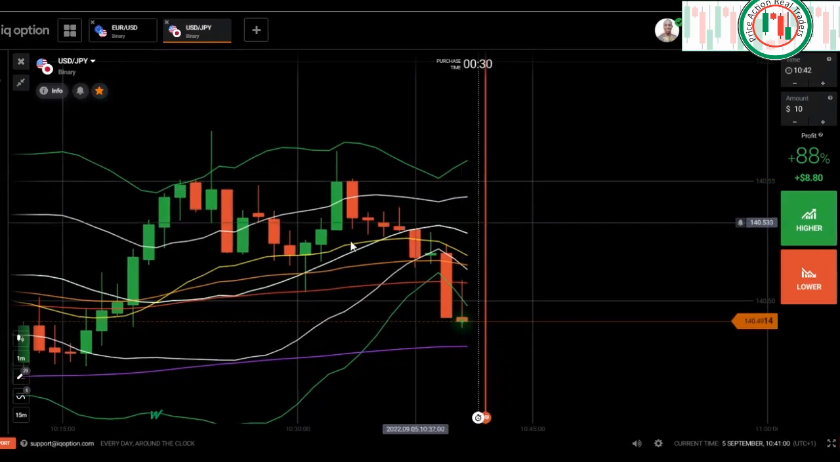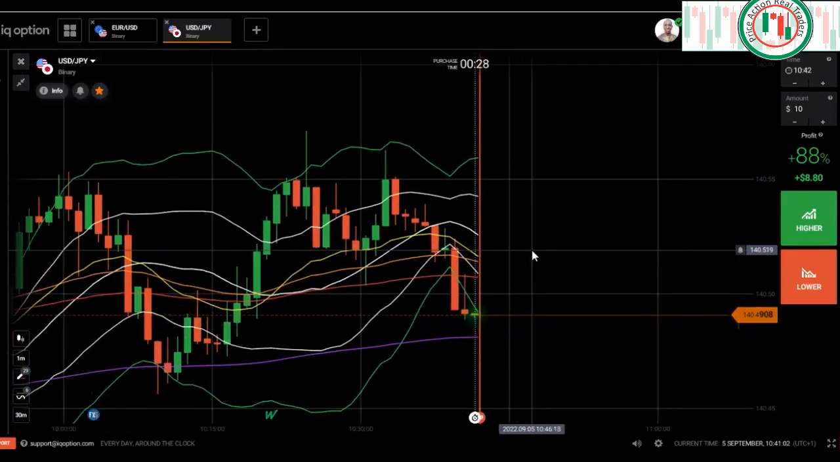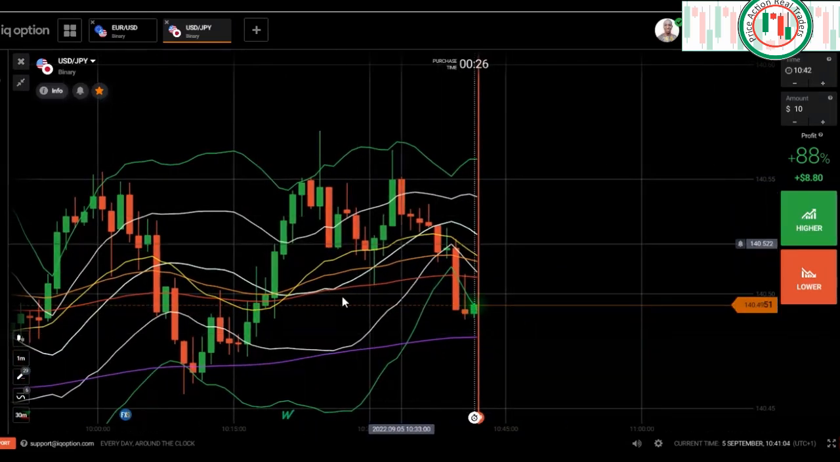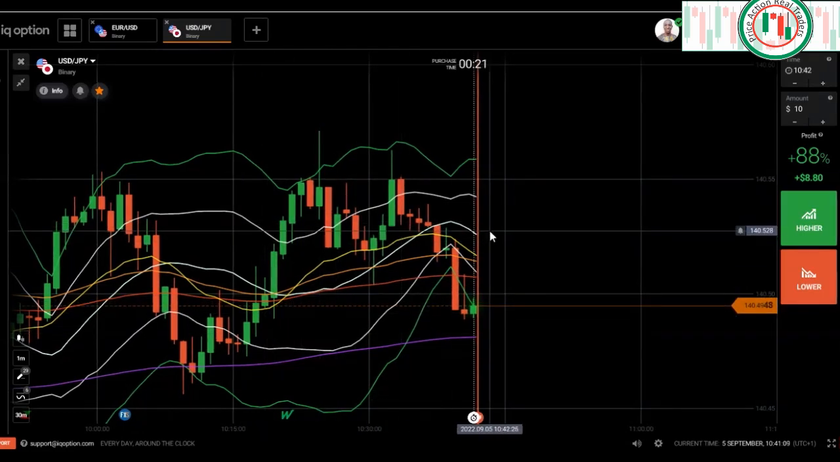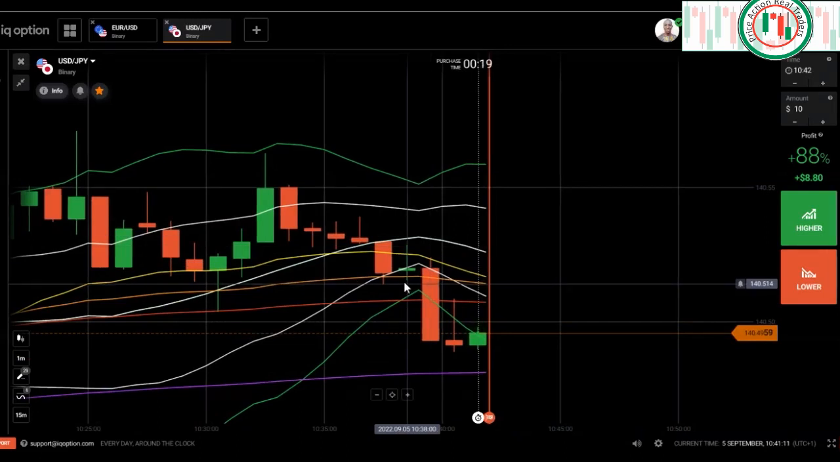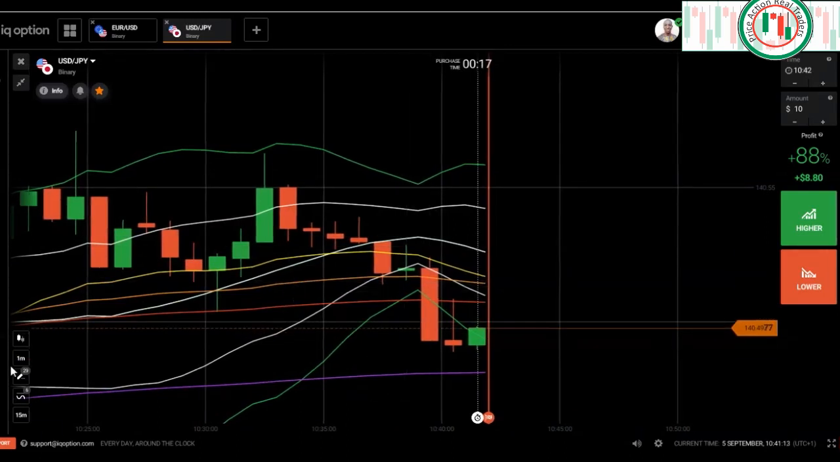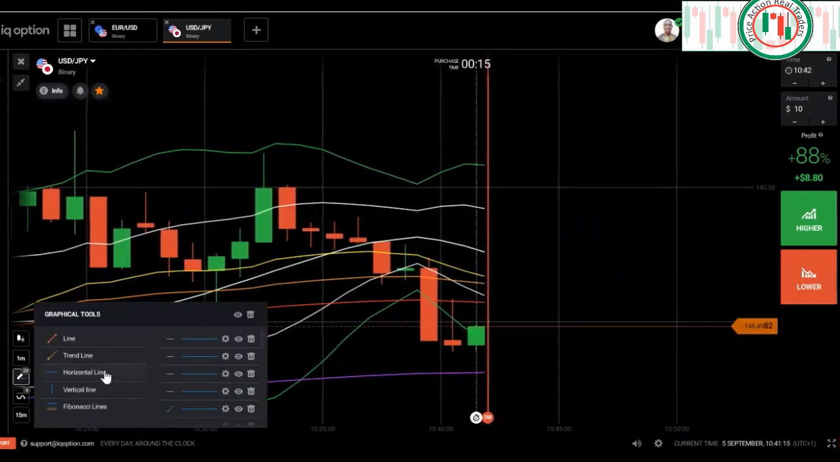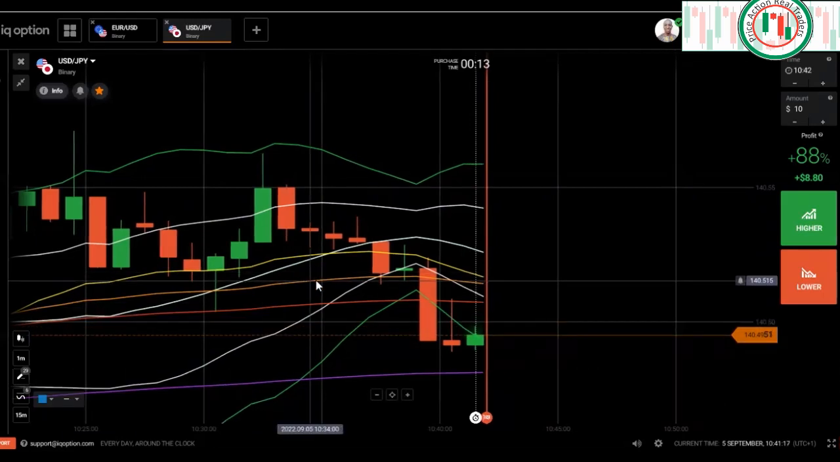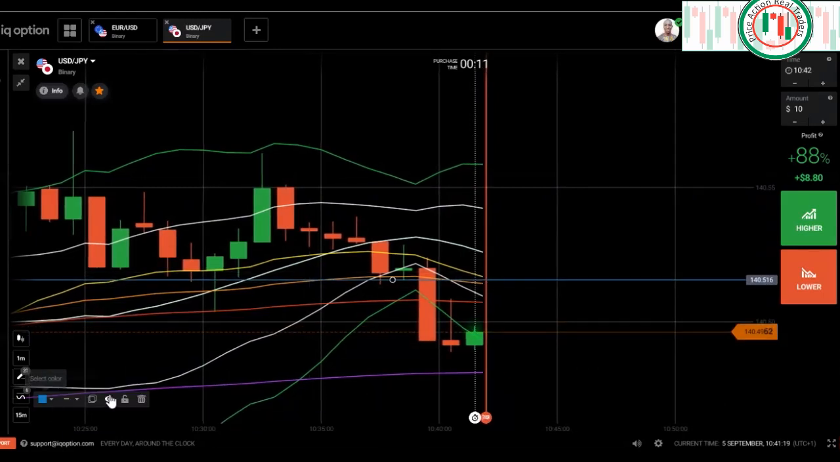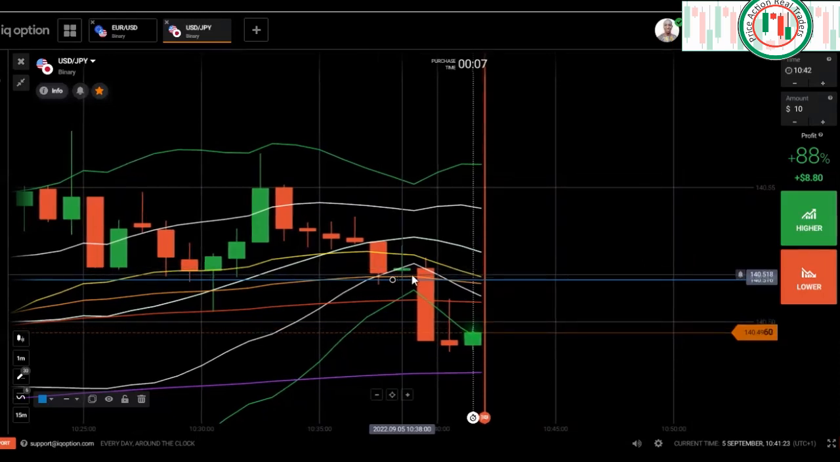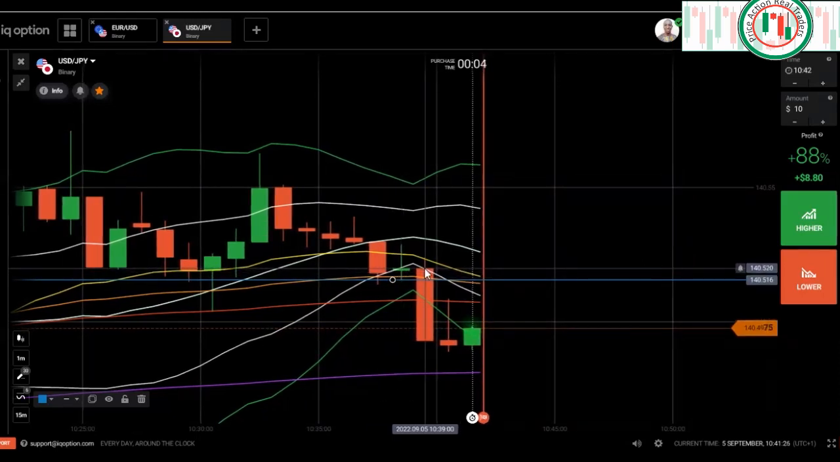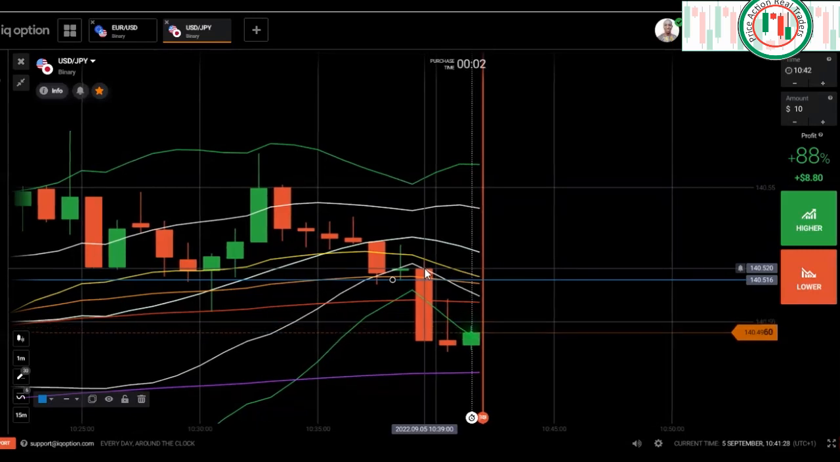As you can see here, we are in ranging market. So you see here, this is my zone here, because this weak candle is green and this red candle engulfs the weak candle.